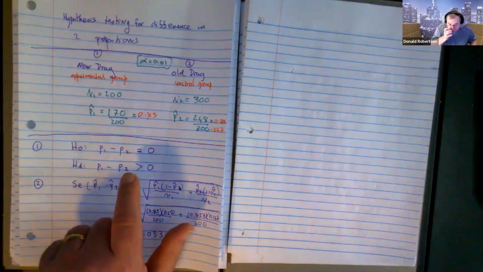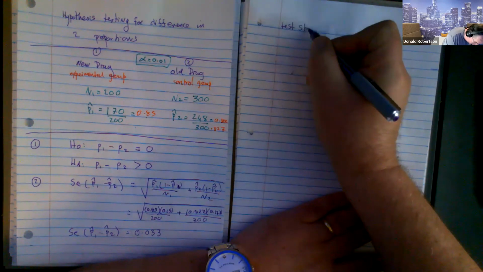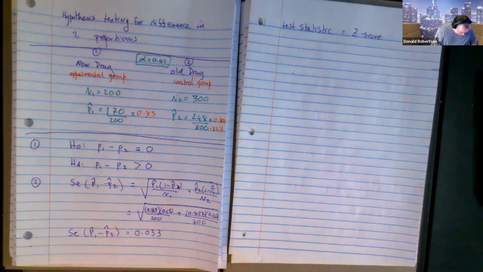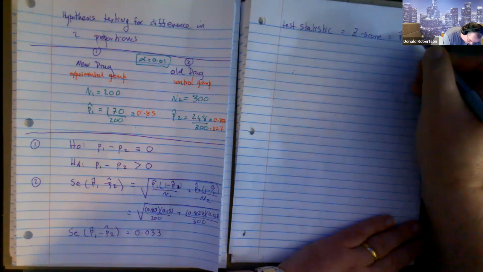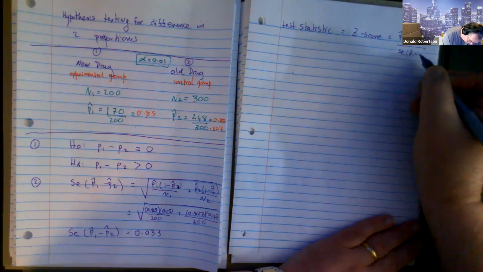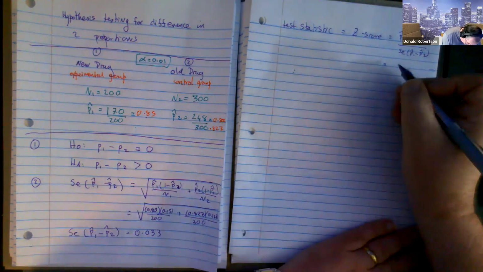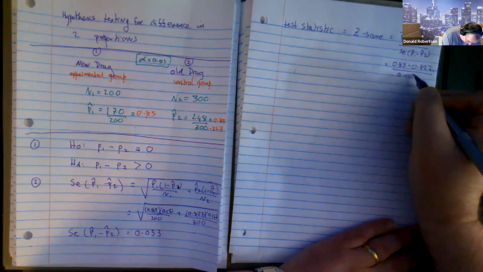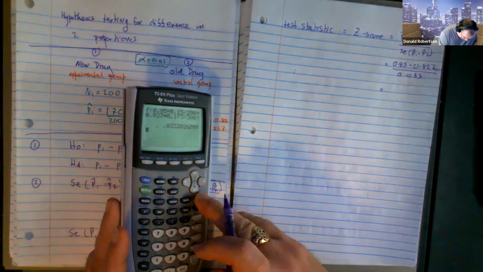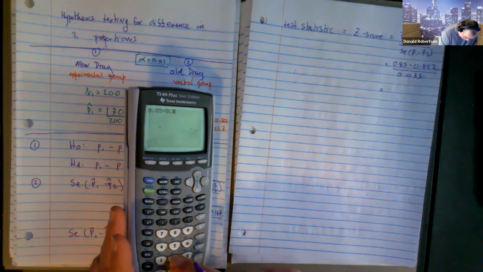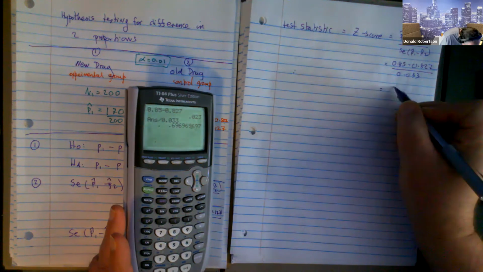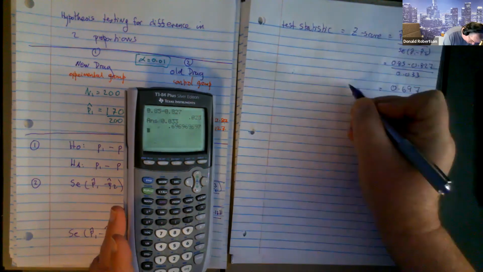Now, since this is a proportion, the test statistic, call it the z-score, is going to be this formula: P1 hat take away P2 hat, over the standard error. So that's going to be 0.85 take away 0.827, divided by 0.033. I get the number 0.697. So far, so good.